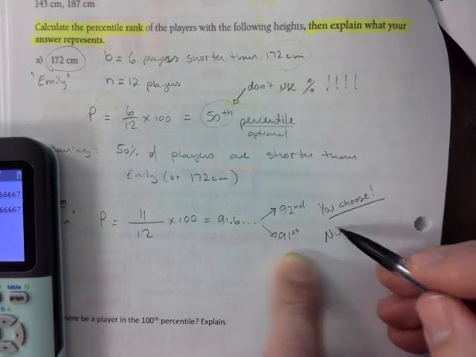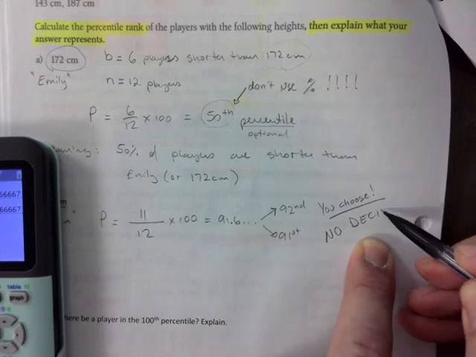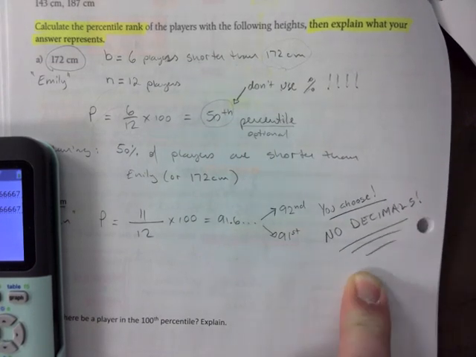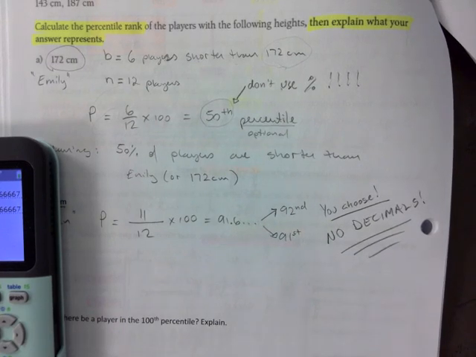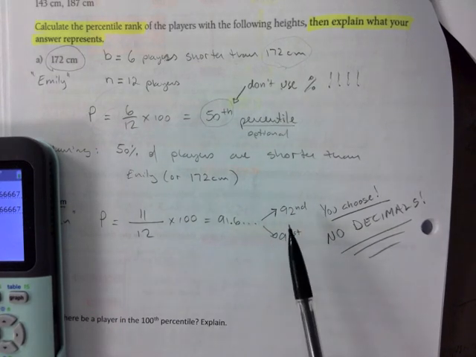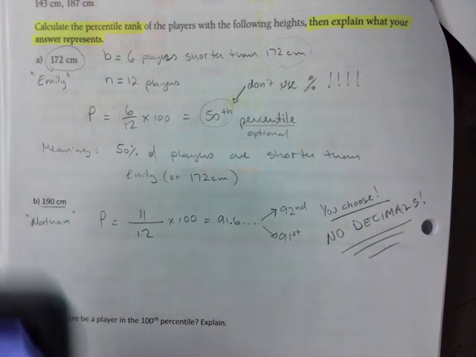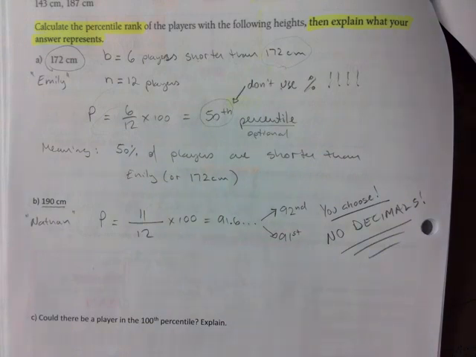No decimals. No percentages, no decimals. Okay, so it's either 92nd or 91st. You choose, but don't leave it as a decimal. And this goes like you always told us to round to 2 decimals no matter what, right? This is where you break that rule. Okay.